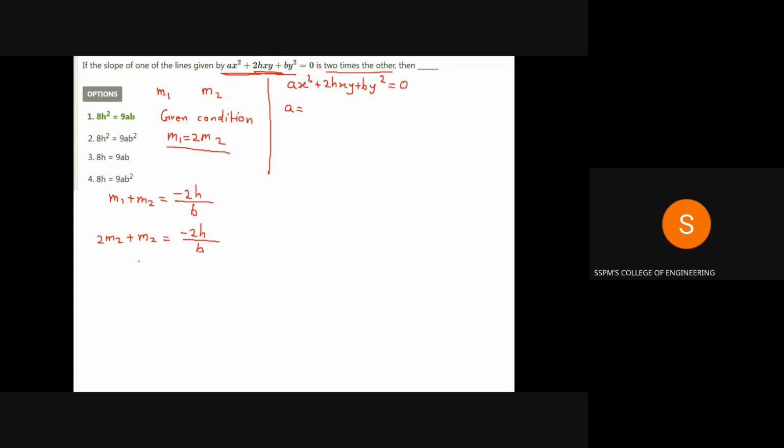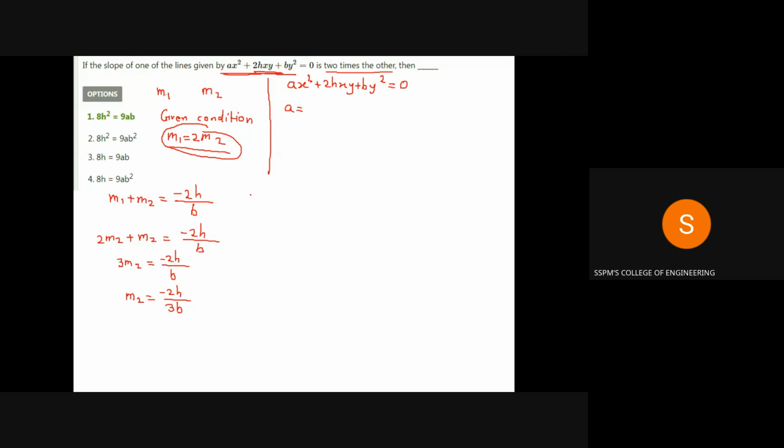So what is 2m2 plus m2? It is 3m2, isn't it? So 3m2 is equal to minus 2h upon b, or m2 is equal to what? It is minus 2h divided by 3b. So from this condition we got this result. Remember this, m2 is equal to minus 2h upon 3b.